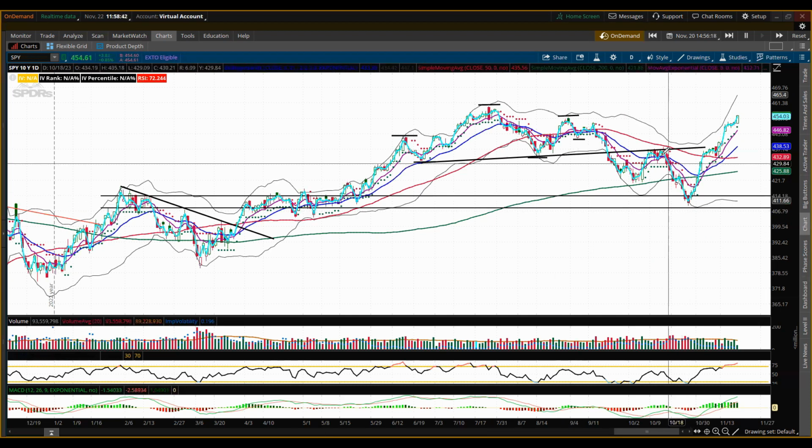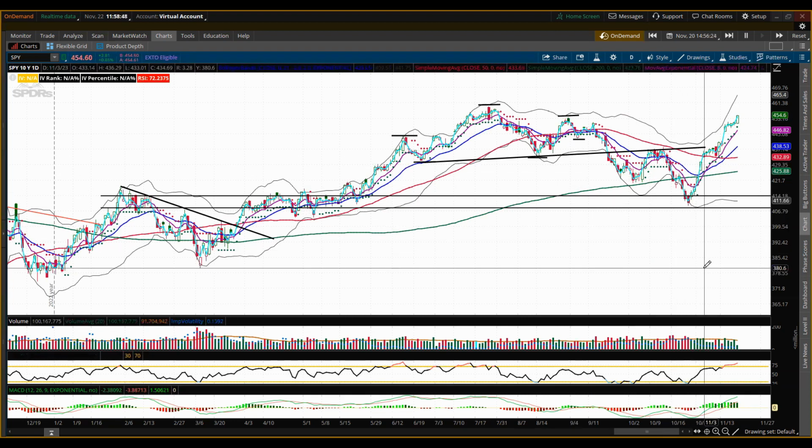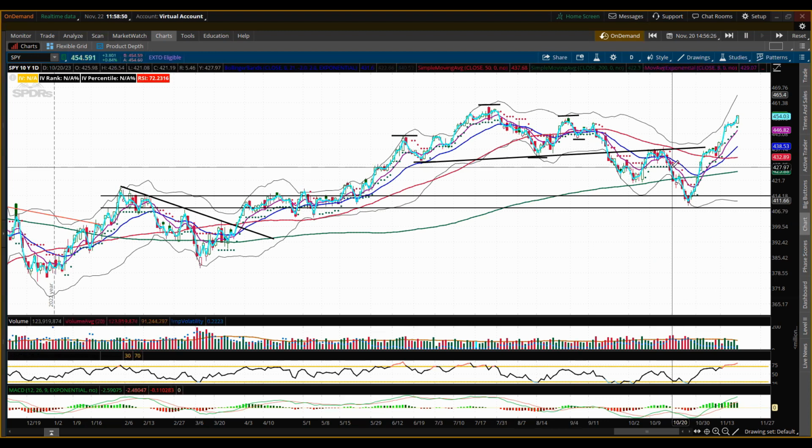Now I will say this too. I mean, you can see how quick this was. This only lasted 1, 2, 3, 4, 5, 6, 7, so only 8 days. So not even 2 weeks. That's the thing about shorts. When you get into this short, you want to look to start taking profits fairly quickly.